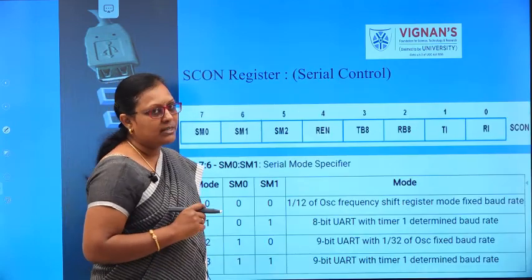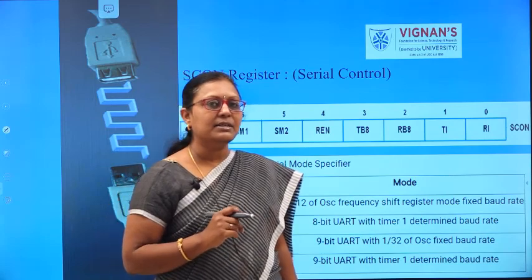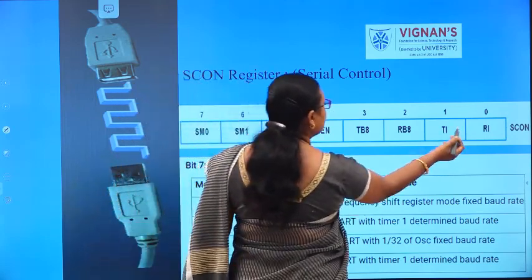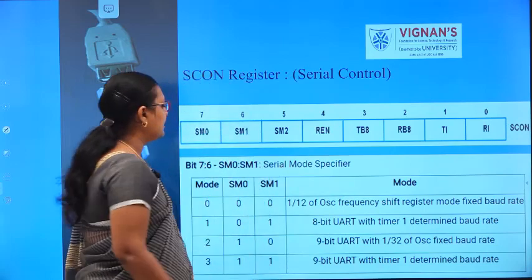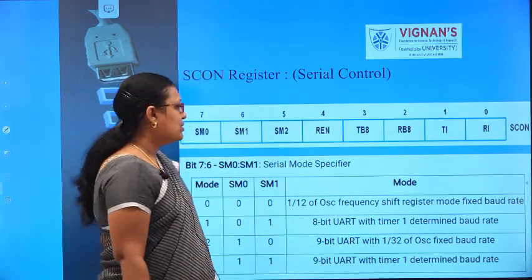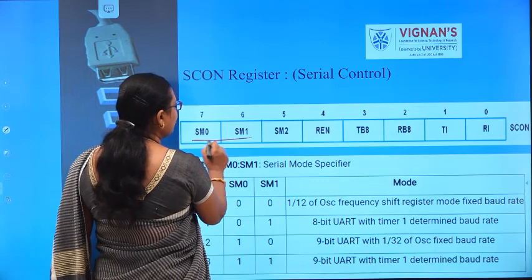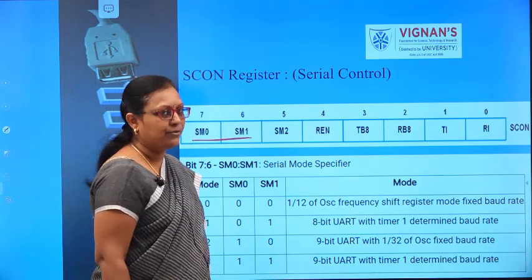Coming to the SCON register. SCON is nothing but the serial control register, which consists of 8 bits, 0 to 7. Okay. So here the first 7th and 6th bits are specified for the serial mode specifier.